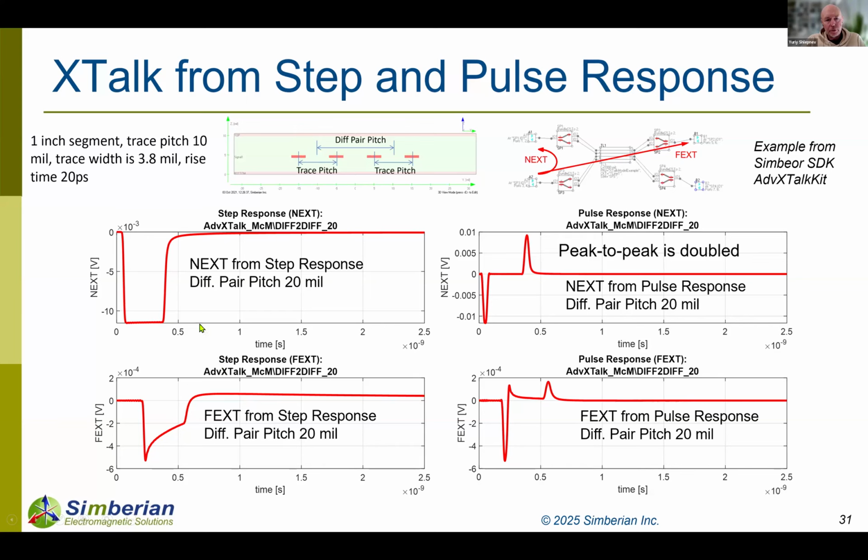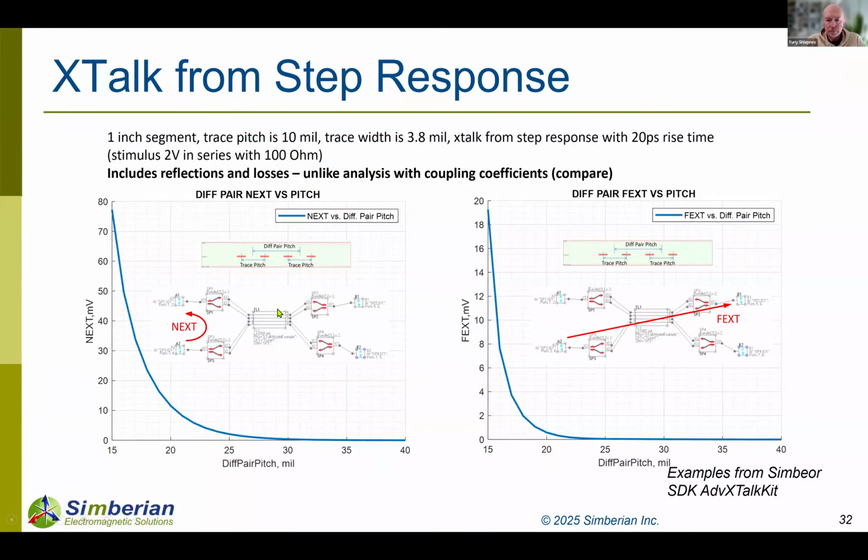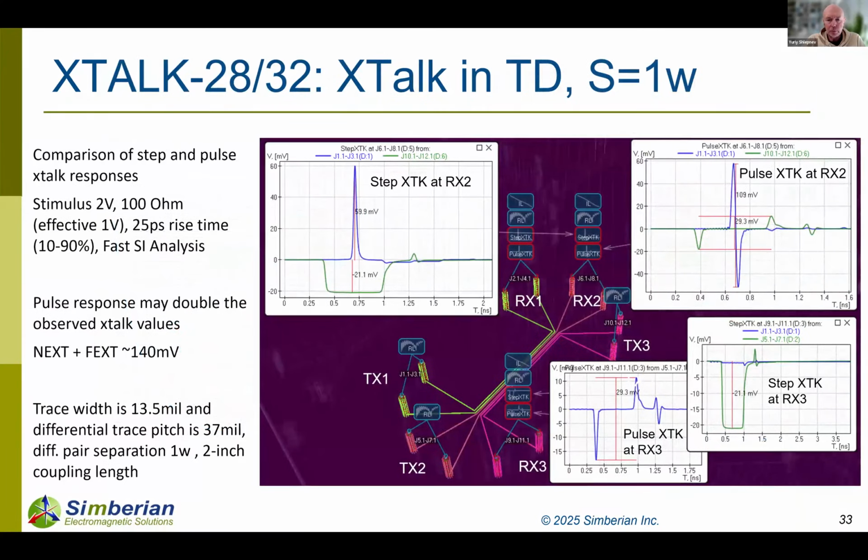Comparing, for instance, near-end crosstalk from step response and pulse response, you can also notice that the value of crosstalk may be as different as 2 times. So peak to peak, or just one way. This is an example of how to evaluate NEXT and FEXT, not with approximate numbers, but with direct computation in time domain.